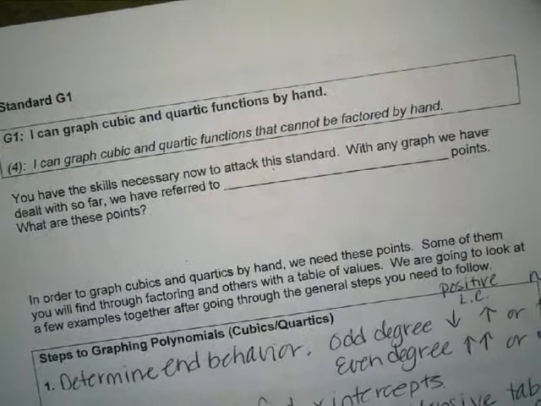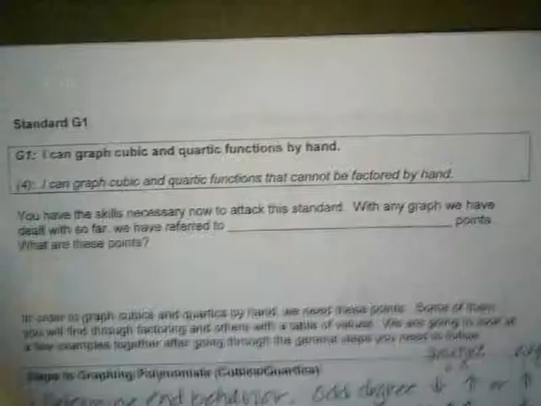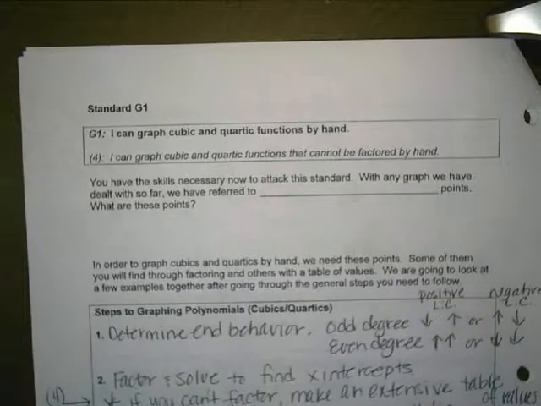Alright, so the reason we started with this unit and factoring is because we have to be able to factor in order to do this next part, which is graphing polynomials. So the standard is I can graph cubic and quartic functions by hand. And the application is ones that cannot be factored. You're also able to graph those. So you now have the skills necessary to attack the standard.